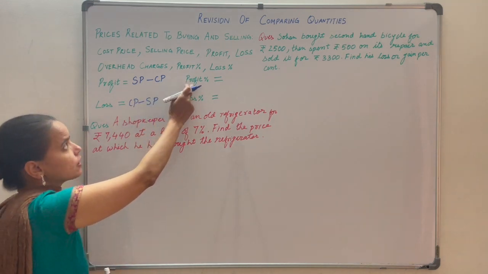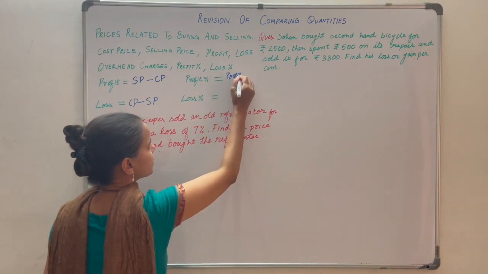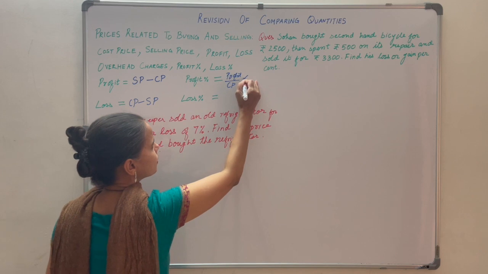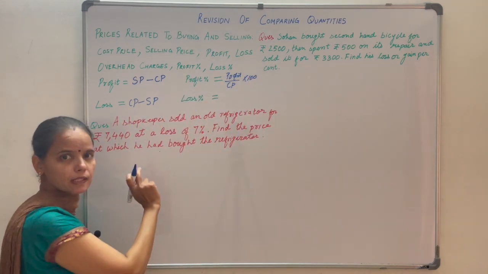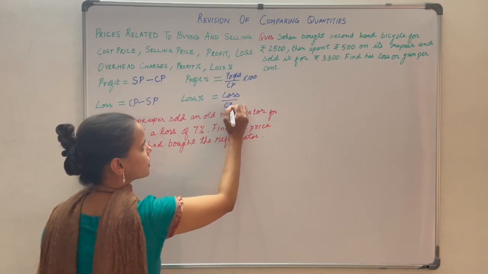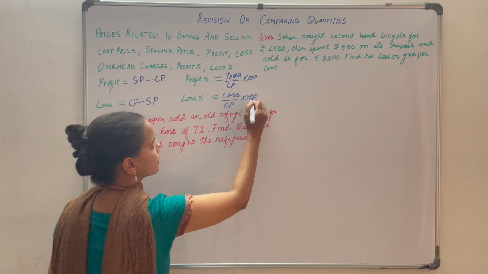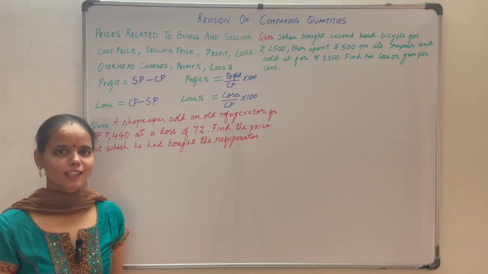Profit percentage, it is profit upon cost price into 100 is your profit percentage formula. Loss percentage, it is loss upon cost price into 100 is your loss percentage formula. Let us now take this question.